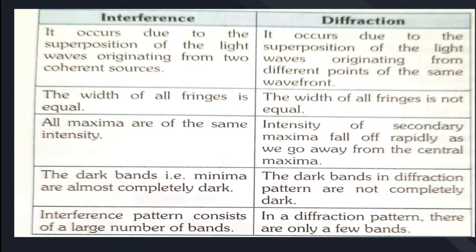The next point is the dark bands, that is, minima are almost completely dark in interference pattern, but in diffraction pattern dark bands are not completely dark. So the contrast between bright and dark fringes is very good in interference pattern, and it is very poor in diffraction pattern. In interference, the pattern consists of a large number of bands. In diffraction pattern, there are only a few bands. Even if more bands are formed, we cannot identify them because of the poor contrast. So only the central maximum and the nearby one or two bands we can see. So these are the points of comparison between interference and diffraction fringes.